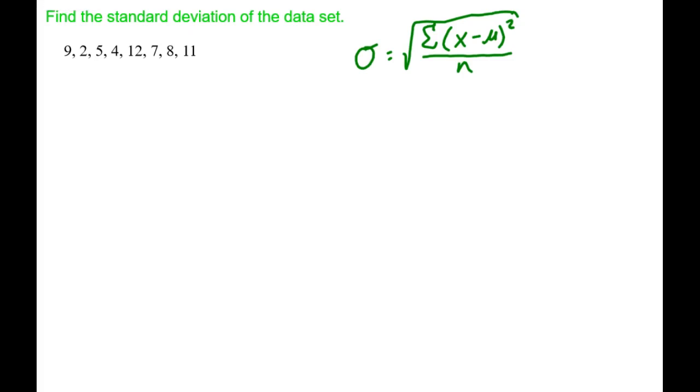So the first example we're going to go through is find the standard deviation for the data set. So we have the set of points 9, 2, 5, 4, 12, 7, 8, and 11. The formula we're going to use is sigma equals, this stands for the standard deviation, is equal to the square root of the sum of the terms x minus mu, that quantity squared, all divided by n. Remember that x represents all of the data points in our set. Mu is the average of all of our data points, and then n is the number of data points we have.